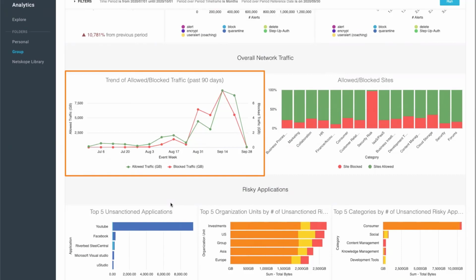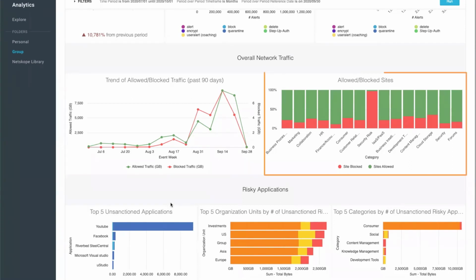It can also be considered a health status, a health monitor, to show that the levels of traffic are following each other. And you can see in this example an upward trend of both allowed and blocked traffic. That highlights that the traffic profile is following a similar path. And on the right, you're looking at the actual traffic itself, the sites that are blocked or allowed.